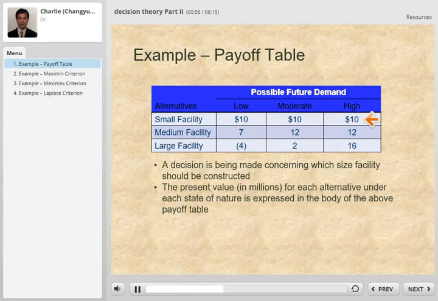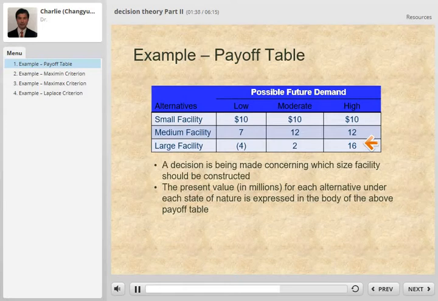Now, let's look at the large facility. When the future demand is low, actually, for a larger facility, they're losing money. That means their payoff, we can understand this as net profit, is negative $4 million. We write it this way, okay? Negative $4 million. So moderate demand level, the payoff is $2 million. For the high demand, then the payoff is $16 million.